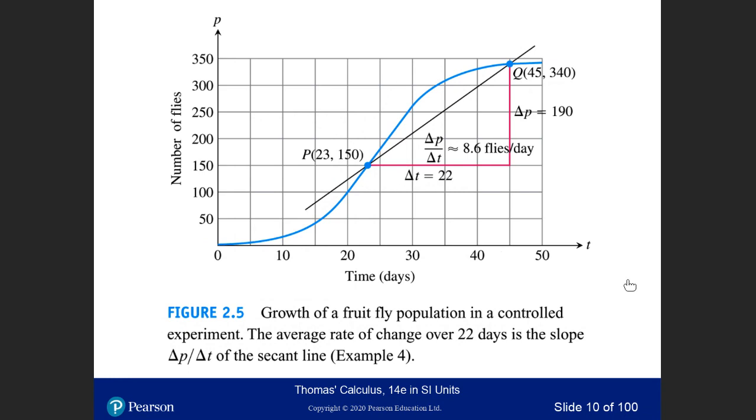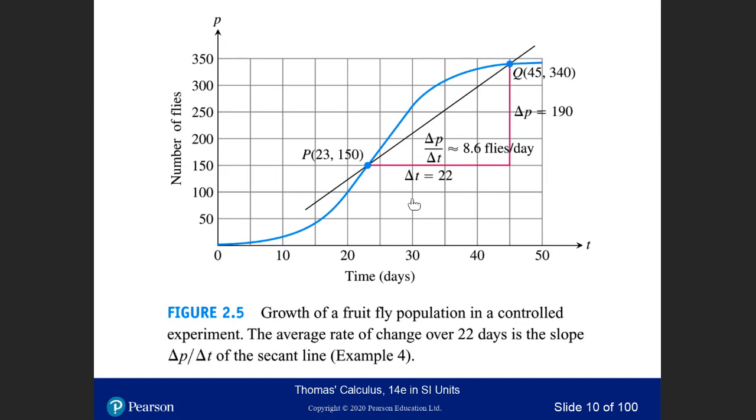This is another curve. It shows the plot or the graph of the growth of fruit fly population in a controlled experiment. The rate of change in 22 days is 8.6 fly per day. Here the time shows the days in this figure.